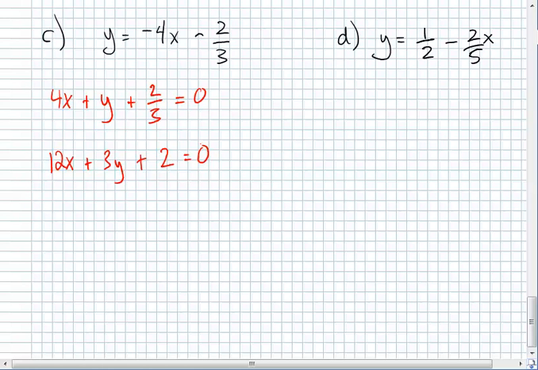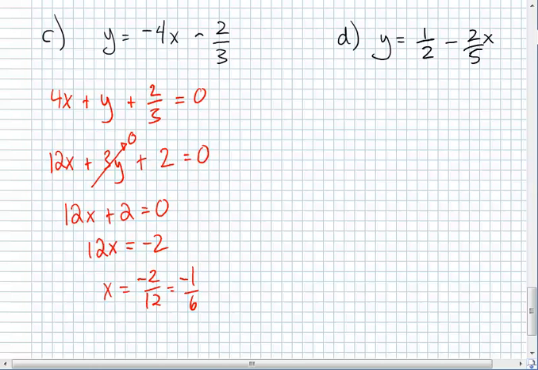Okay. To solve for the x-intercept, all you do is ignore the y-coordinate because y equals 0. So you're solving basically 12x plus 2 equals 0. And when you have this, all you have to do is move the constant term over to the right and then divide by the coefficient of x. So in other words, 12x equals negative 2 because I subtracted 2 from both sides. Divide by 12 and you get x equals negative 2 over 12, which is negative 1 over 6.